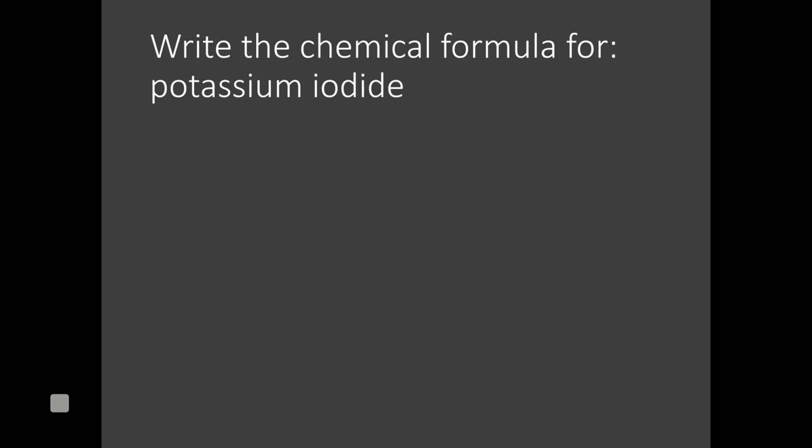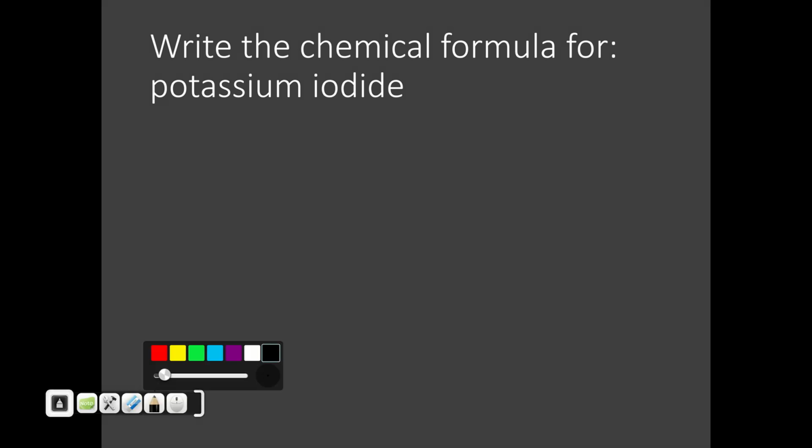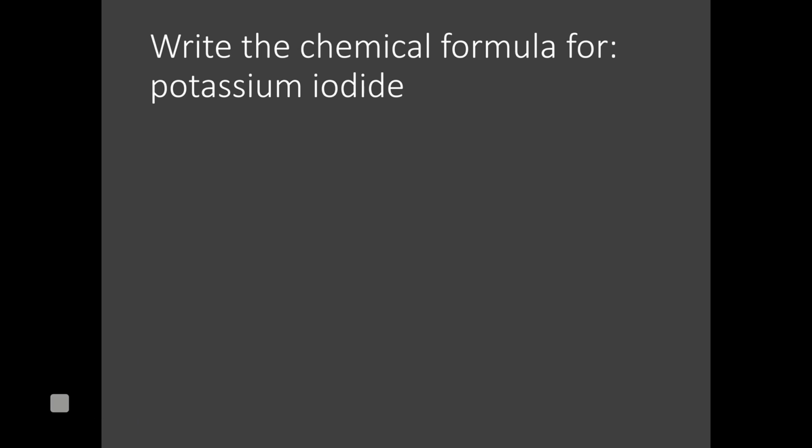I mean, we jump straight into it, right? The chemical formula for potassium iodide, okay? The way I recommend going through it is we first need to make sure we know this is an ionic compound. I know we're only doing ionic, but pretty soon we're going to be having other types, and we're going to mix them all up. This is an ionic compound.